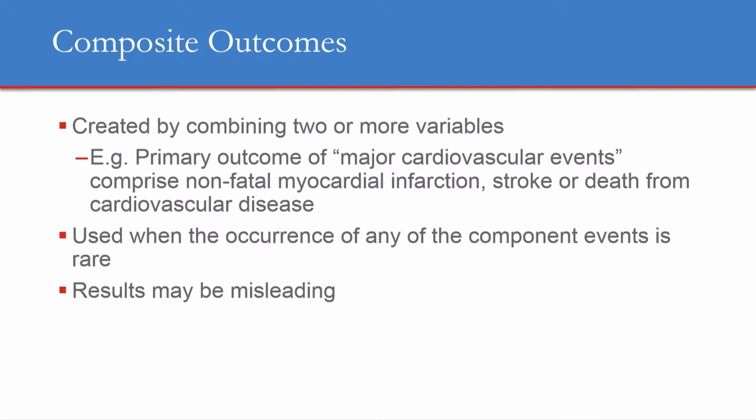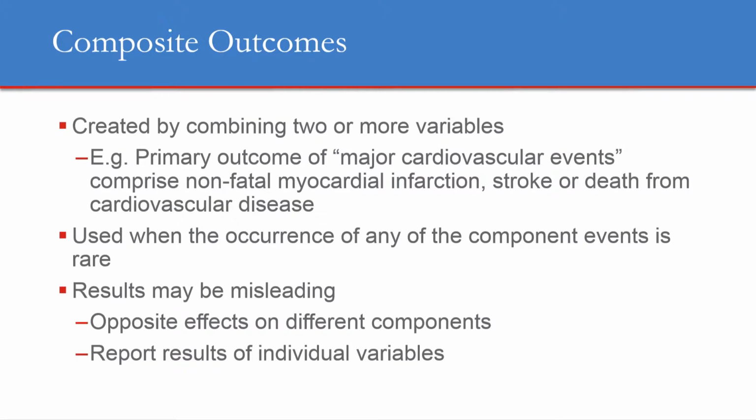Results from composite outcomes may be misleading. For instance, there may be opposite effects on different components. In a cardiovascular trial, one type of event may be reduced and the others not. It is therefore important to also report the results for the individual components separately.